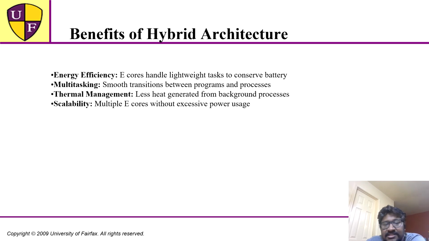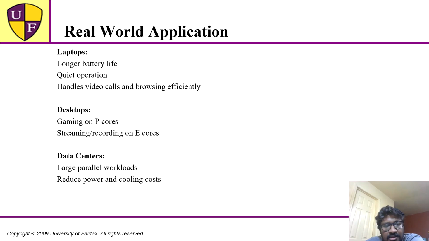Finally, this design is scalable. Manufacturers can add more E-cores without using a lot more power or space, making processors more capable without costing more energy. These are the benefits of the hybrid architecture. Now we'll move to the next slide.